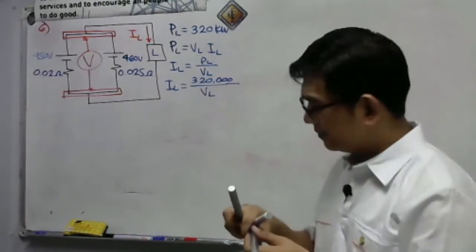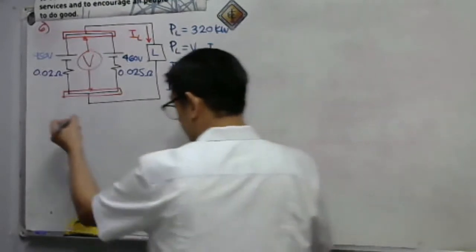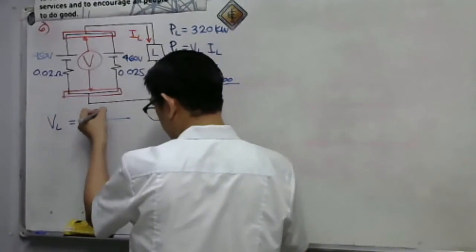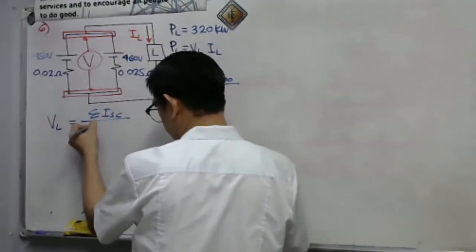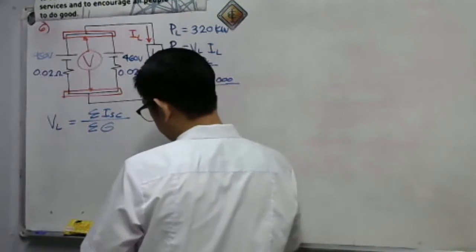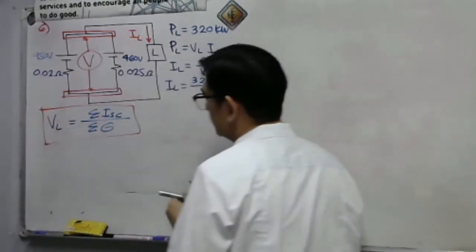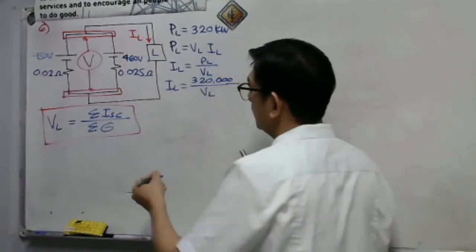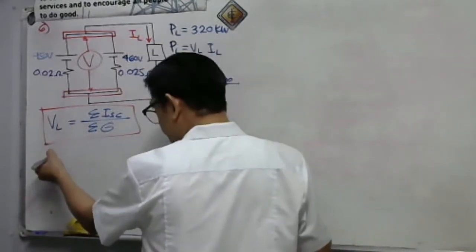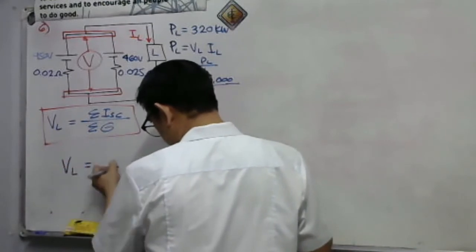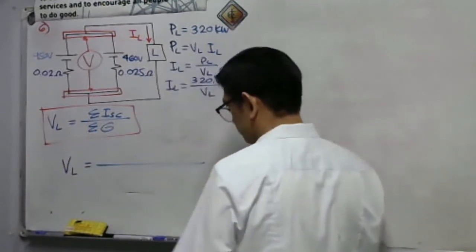So, using Millman's theorem again, our load voltage VL is equal to the summation of the short circuit currents over the summation of conductances. So, this is our basic formula for Millman's. Now, let us have this. Our VL will be equal to what? This is the one line solution.